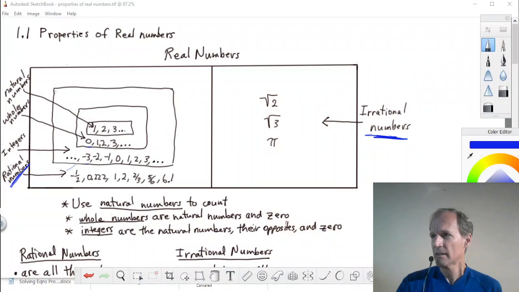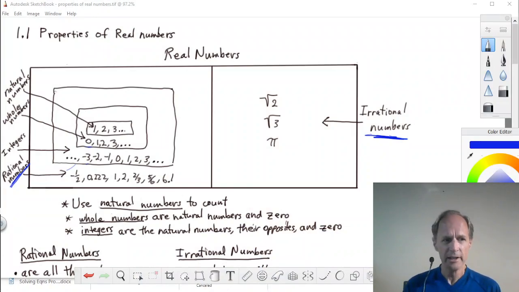Hi guys, today we're going to talk about real numbers and the properties of real numbers, which might make you wonder, are there unreal numbers? Well, we'll talk about that a little too. So let's dive right in.